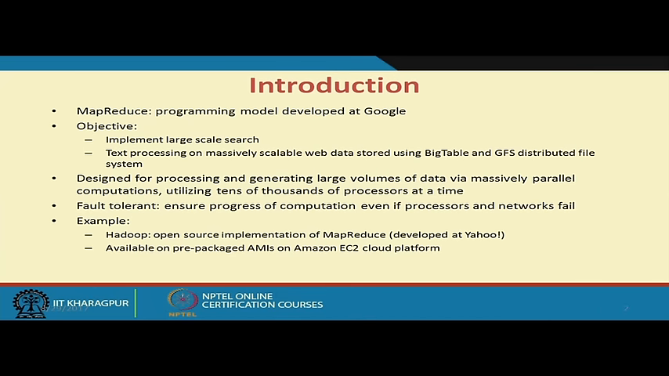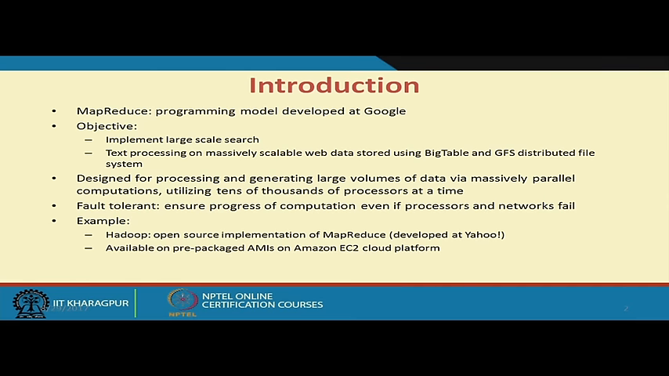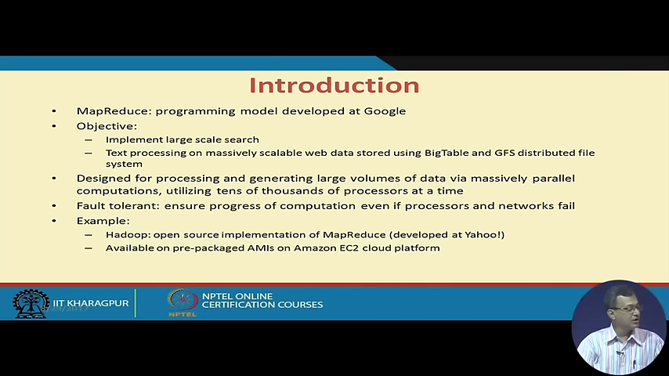It is designed to be fault tolerant, that means it ensures progress of the computation even if a processor or the network fails. So, it should be fault tolerant to the extent that even if there is a failure in the processors or the network, the work should still go on. That was the basic assumption, or precondition, that they took up, right.